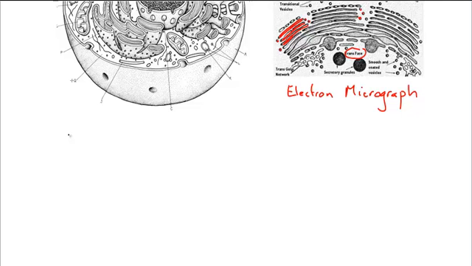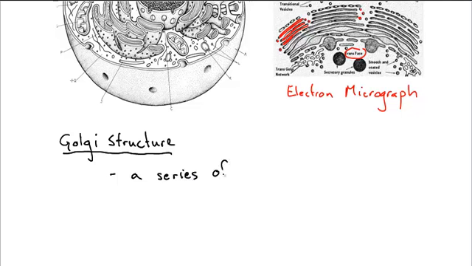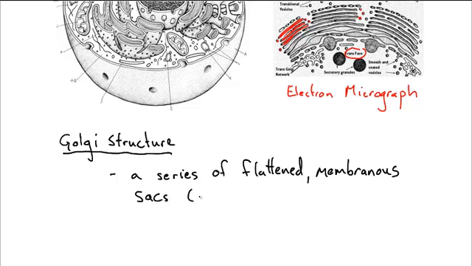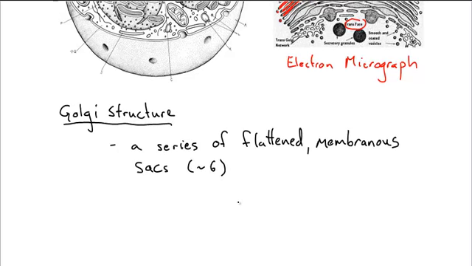So if we're to take a closer look at the Golgi structure, it's a series of flattened membranous sacs. Usually about 6 or so of these sacs are stacked one on top of each other.